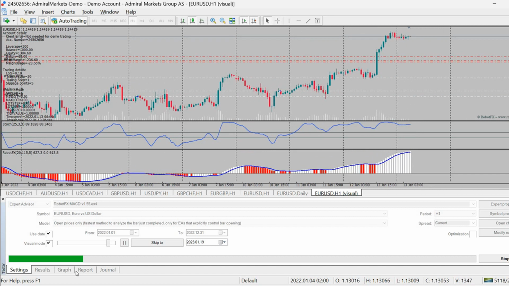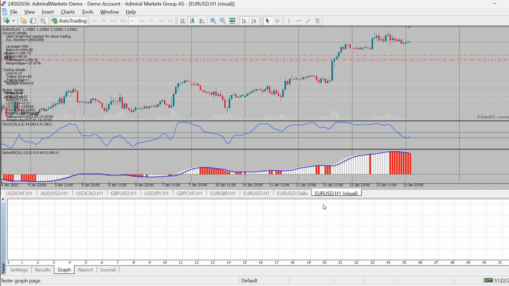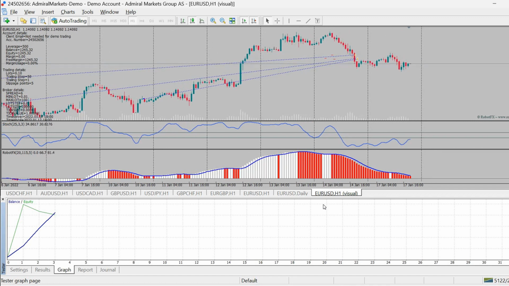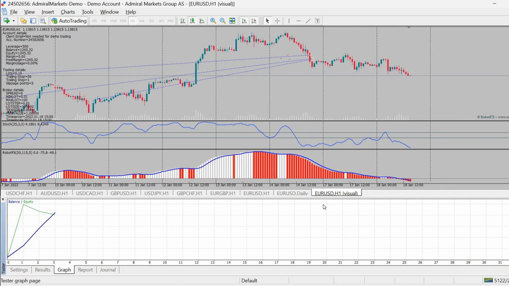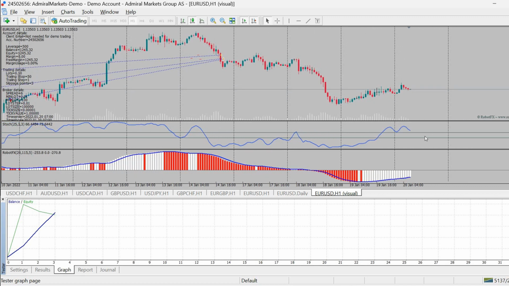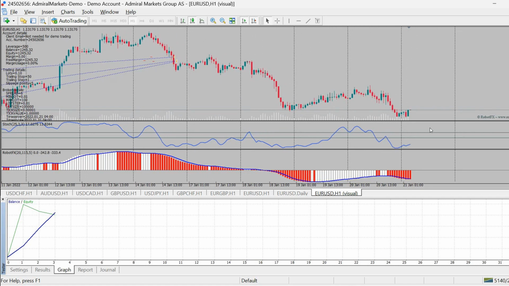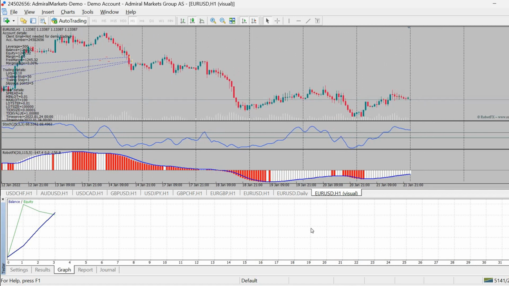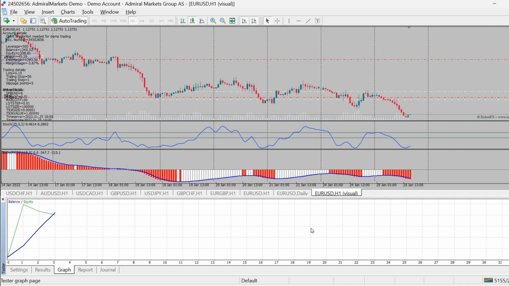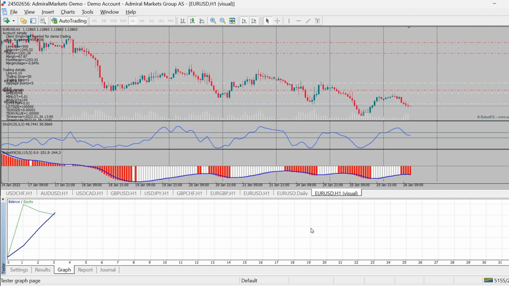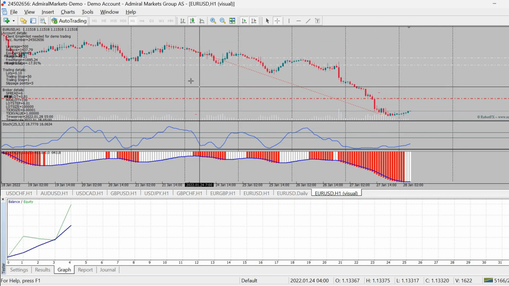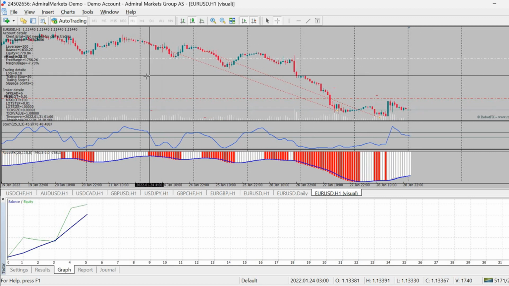The idea is to see and to notice the entries of these trades, when they happen and why they happen. Notice that I'm using a stochastic confirmation with the levels of 60 and 40. So a confirmation when the stochastic is oversold under level 40, which is the lower line, and overbought above level 60, which is the upper line. So I am using the stochastic confirmation.